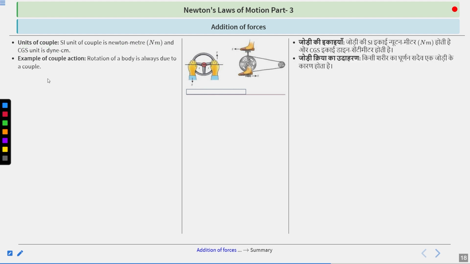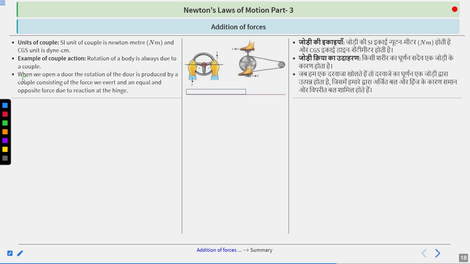If we take the example of couple action, the rotation of a body is always due to a couple, because the couple forces are equal and opposite forces and also not on the same line. So the translational effect is zero. That's why they rotate the body by virtue of their forces. When we open a door, the rotation of the door is produced by a couple consisting of the force which we exert and an equal and opposite force due to the reaction at the hinge. Alright.